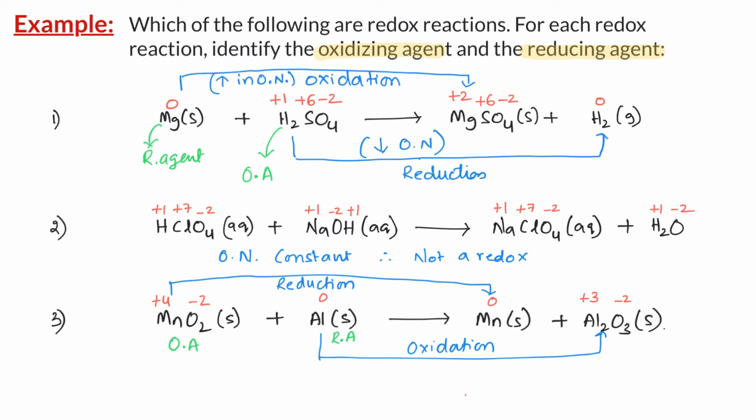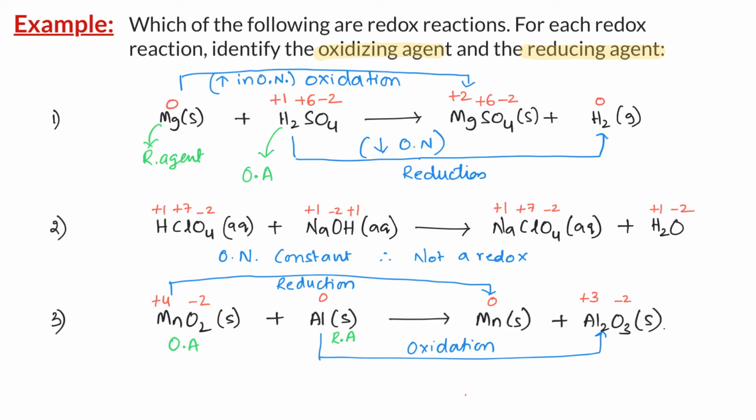If a reaction has an element in its pure elemental form on one side and in the compound form on the other side, that means its oxidation number is definitely changing. Therefore, it is definitely a redox reaction. This is a quick way to see if the reaction is a redox reaction or not.